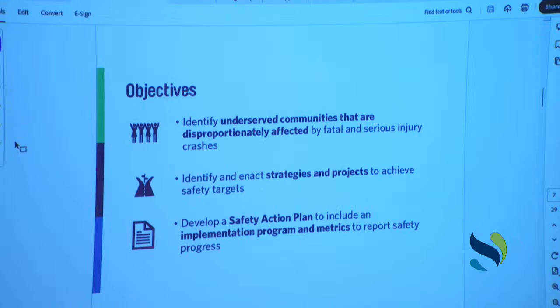Approaching this plan from an equity lens is important. Looking at the underserved communities that are disproportionately affected by these kinds of crashes is key for us. And we'll also be developing projects and strategies as we go through the development of the plan. It'll also have an implementation program and metrics of how to monitor the safety and how to monitor these projects as they're developed.